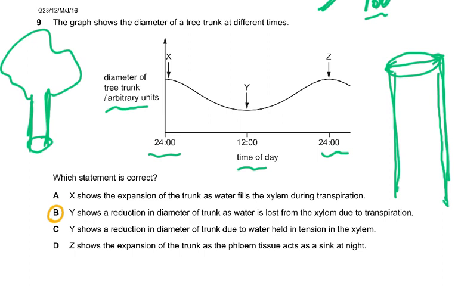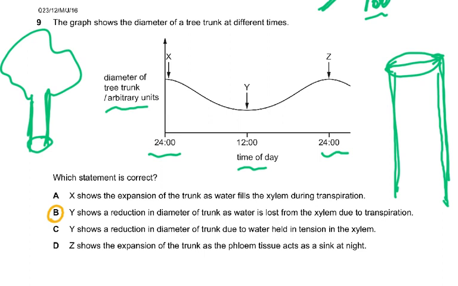So we know 12 is noon, and then of course we have another 12, so 12 at night, and then at X, Y, and Z, which statement is correct? X shows expansion of the trunk as water fills the xylem during transpiration. Y shows a reduction in diameter of the trunk as water is lost from the xylem due to transpiration. So, which statement is correct?